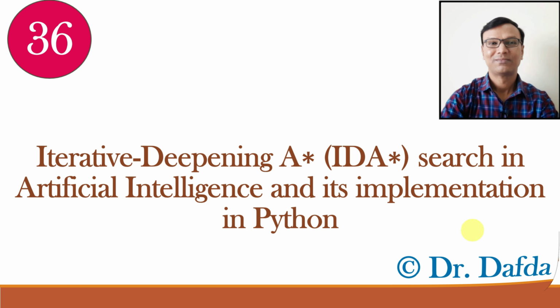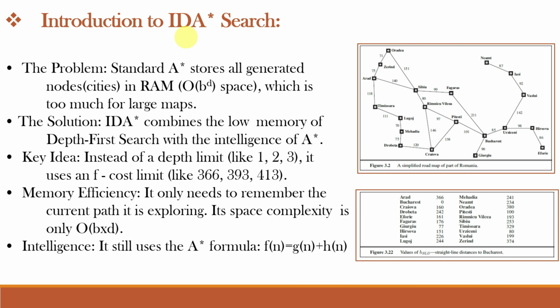Okay, so let us start. Let us understand what IDA star search is. The problem: first, think of standard A star. It is smart, but it is an algorithm that uses a lot of computer memory. It saves every single city or node it finds into the computer RAM. And for big maps, the memory needed grows exponentially, like order of b raised to d, which is so large that it can actually crash our computer memory.